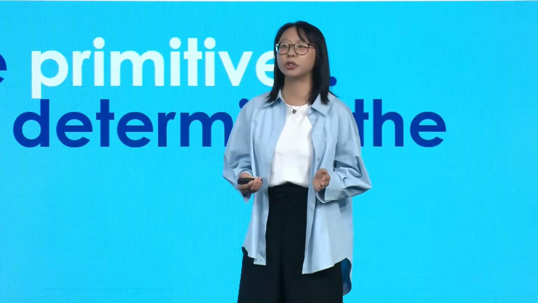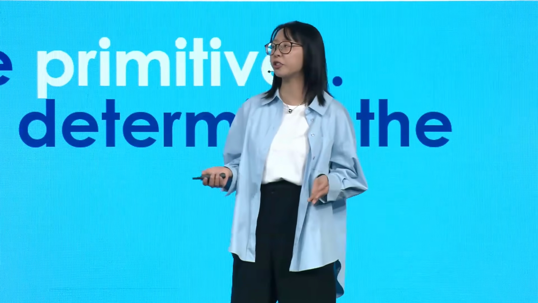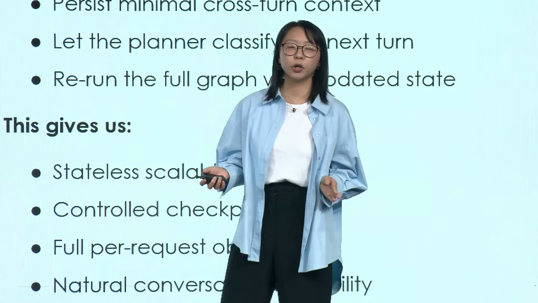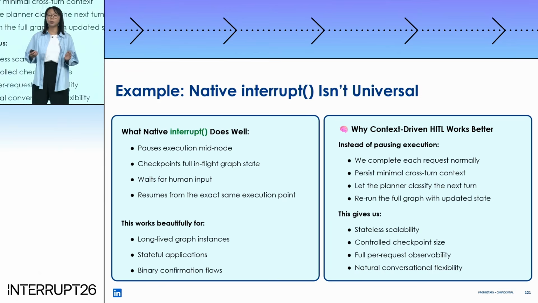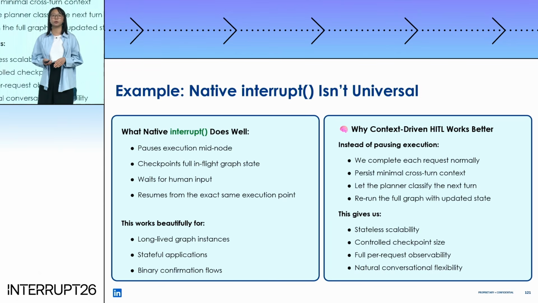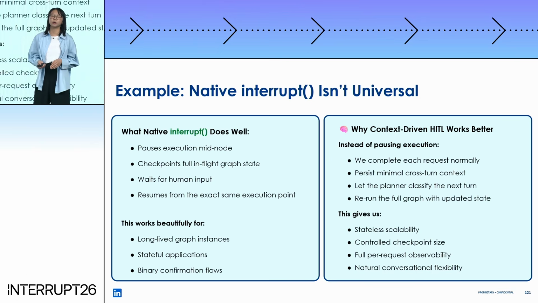So what's next is the user could either say yes or no. But the interesting part is they could just walk away or completely change their topic to something else. Our first instinct was using LangGraph's interrupt primitive. It pauses execution mid-node, checkpoints the graph, waits for input from the user, and resumes at the same spot. This worked beautifully for long-lived graphs and clean yes or no flows. However, it doesn't really fit our use case.